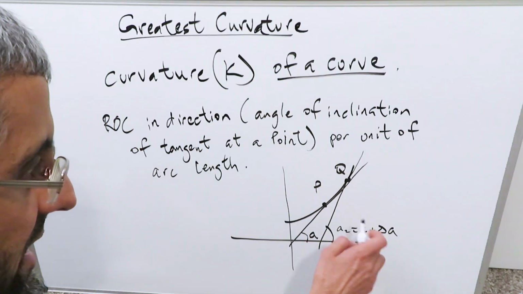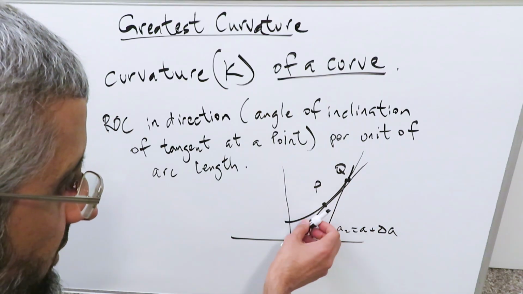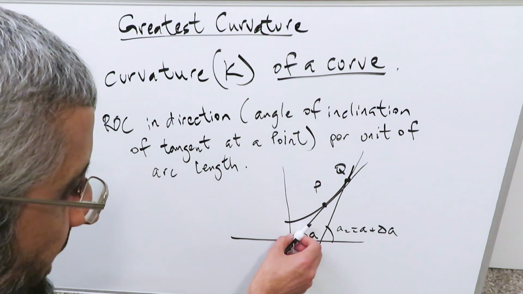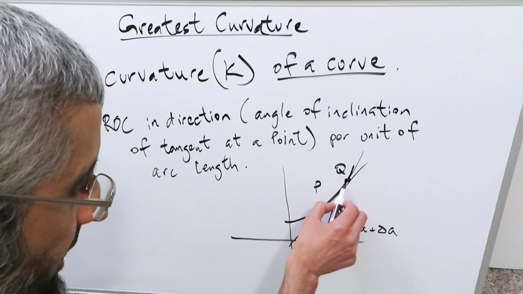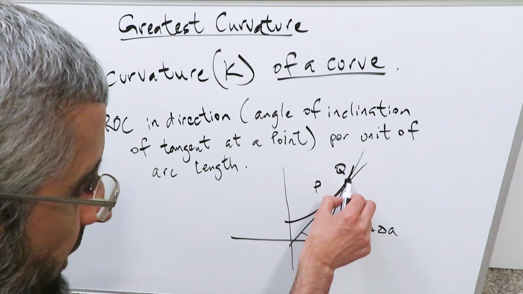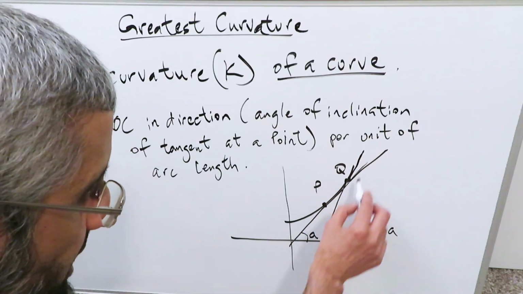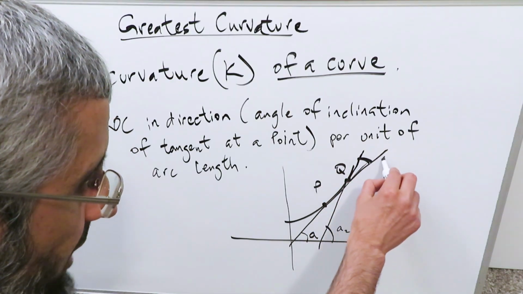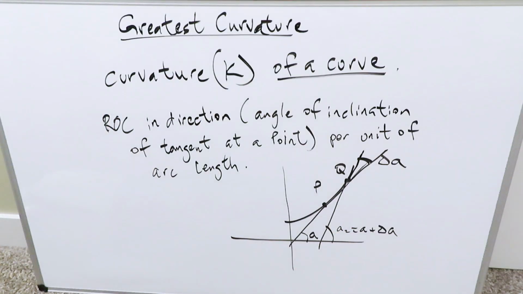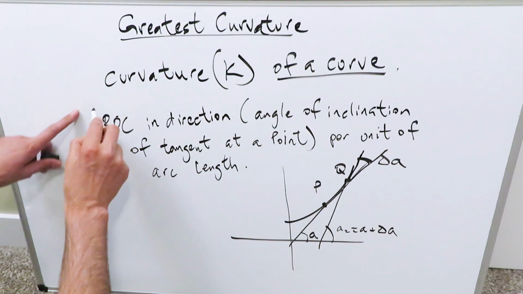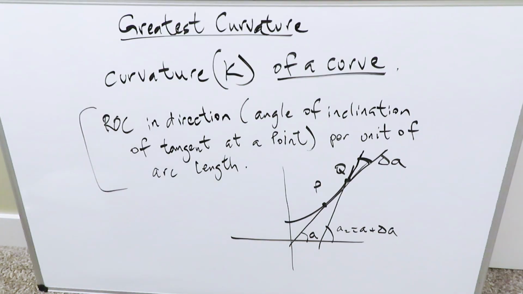If you were to look at the angles of these two tangent lines, you see this tangent line is coming out over here and it continues right over here. This other tangent line came over here and it continues over here. The difference of these two right here would be delta A. I'm only showing you this to give you a visual example of what this part represents. You're looking at the rate of change in the angle of inclination of a tangent at a point per unit of arc length.